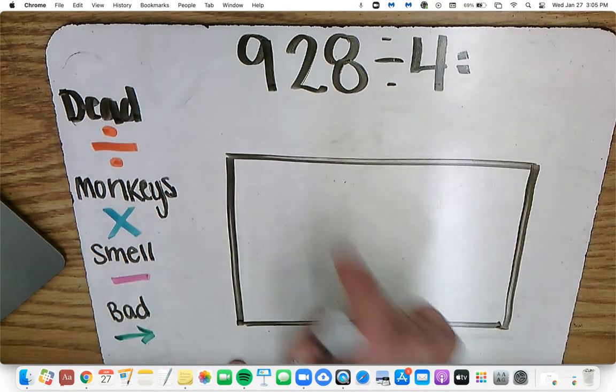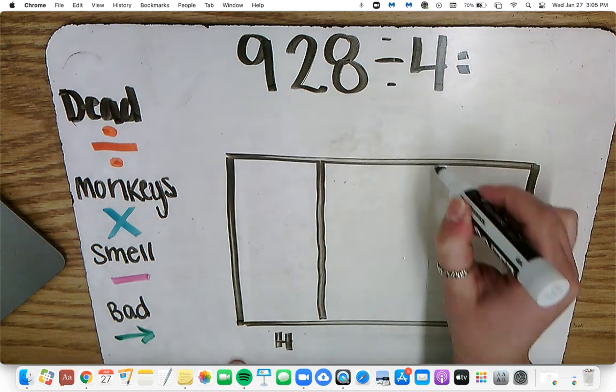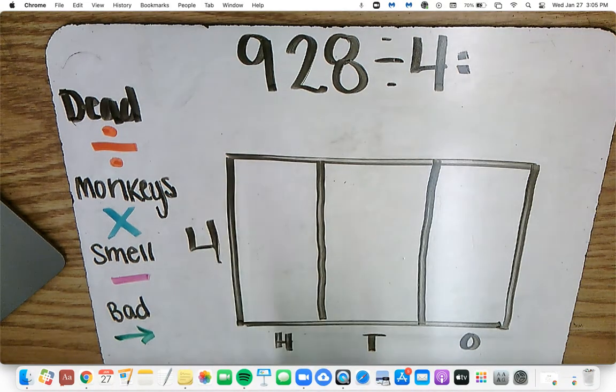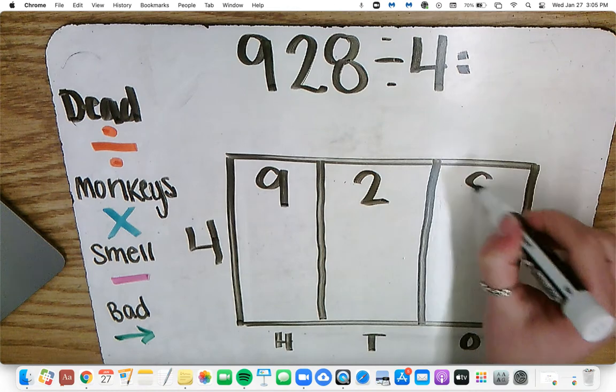My goodness. This is a 3-digit number. We need a hundreds place, a tens place, and a ones place. We're dividing by 4. That number goes here on the side, kind of like an area model. We have 9 hundreds, 2 tens, and 8 ones.